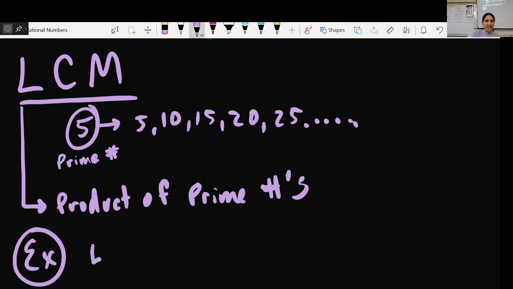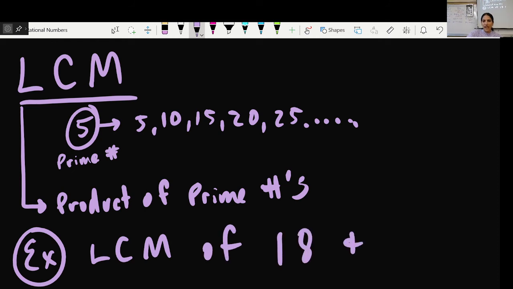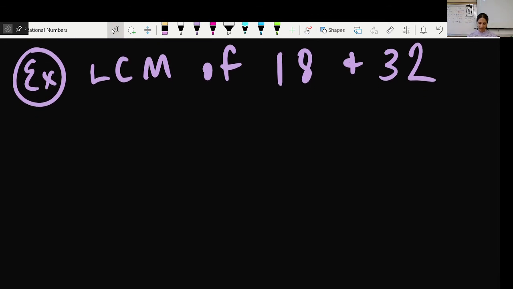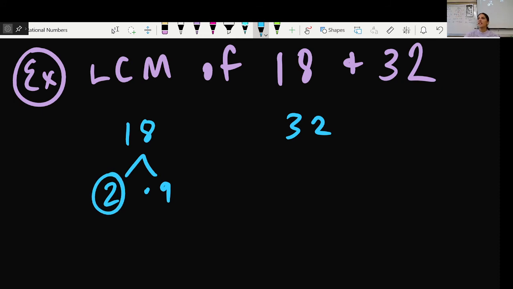So let's say we want the LCM of 18 and 32. We're going to go through this one together. So I'm going to write here 18 and here 32. What times what gives me 18? 2 times 9. I'm going to circle this because that's our prime number. But I'm going to keep going with the 9.